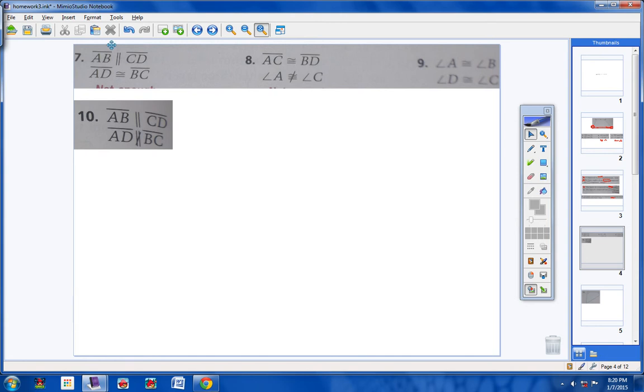Numbers 7 through 10, here we go. Decide whether you are given enough information to conclude that ABCD is an isosceles trapezoid. Okay, let's start off with number 7 right here. We have ABCD. AB is parallel to CD, and AD is congruent to BC.